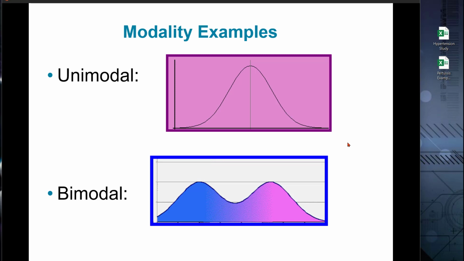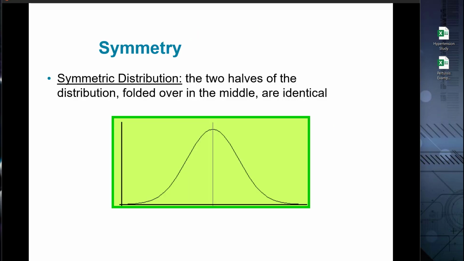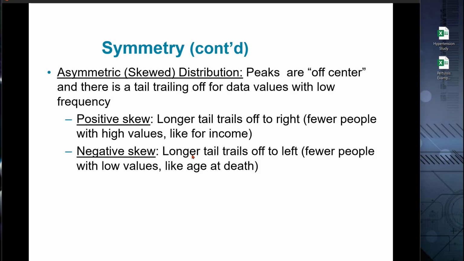Modality is an important concept in statistics because it can tell us about the underlying structure of the data. This can help us to identify outliers or unusual data points. Symmetry in a distribution refers to whether the distribution is evenly balanced around the central point. A perfectly symmetrical distribution would be balanced around the mean or average value of the data. However, many distributions are not perfectly symmetrical. They can be skewed to the left or to the right.